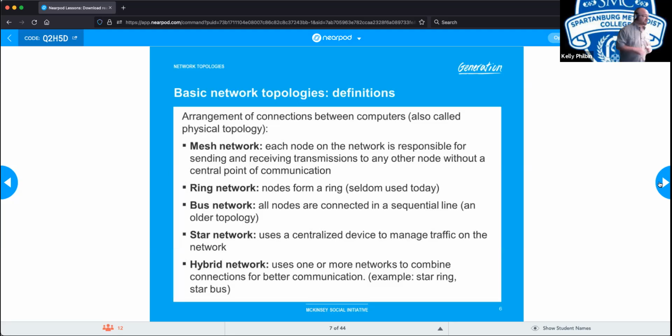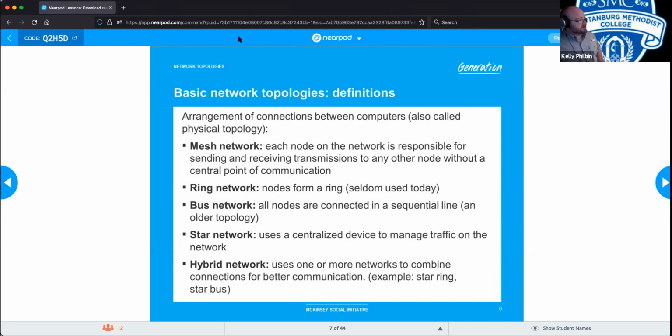All right, so a topology is the arrangement of connections between computers. There's a multitude of ways that you can connect computers together. And this is a basic layout as to what they are. So we have our mesh, our ring, our bus, our star, and our hybrid.